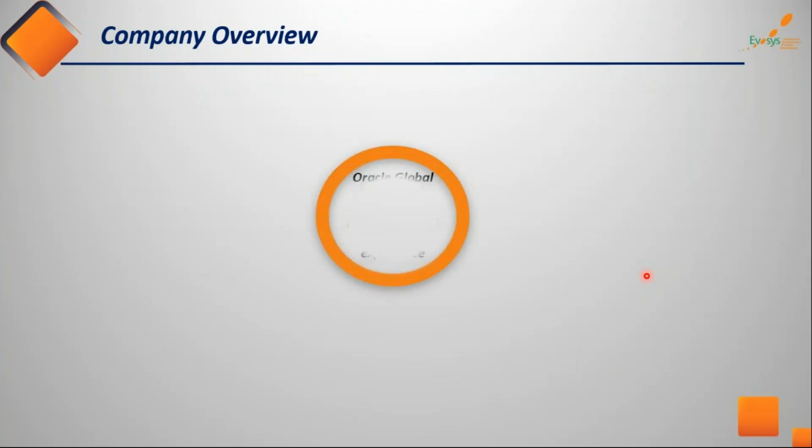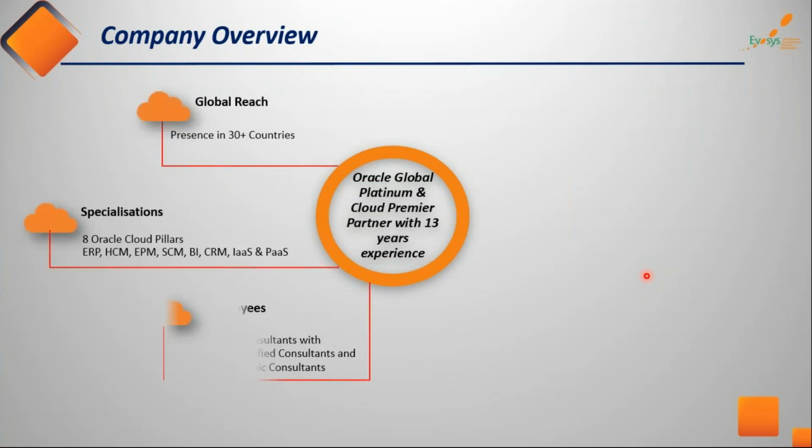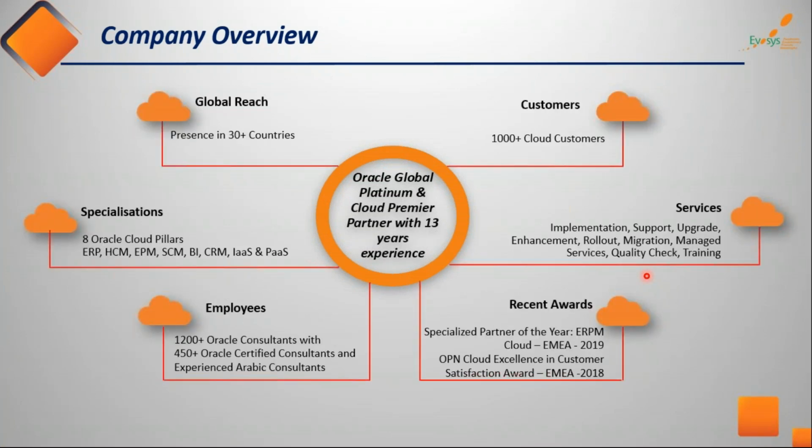So Evosys, we are an Oracle Global Platinum Partner. We are a Cloud Premium Partner with 13 years of experience in different industries. We are specialized in all Oracle Cloud pillars: ERP, HCM, supply chain, IIS, and platform. We have a global reach, with presence in around 30 countries. We have 1,000 plus cloud customers, where we do lots of service implementation for our customers, including IoT.